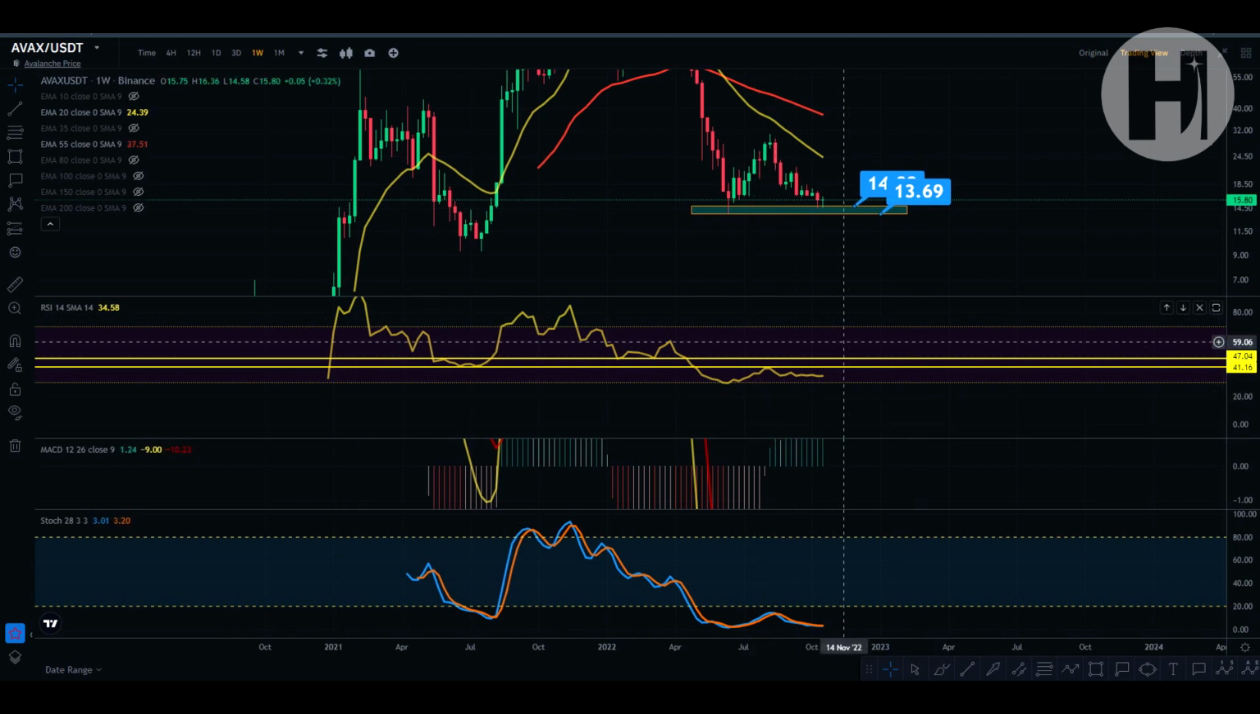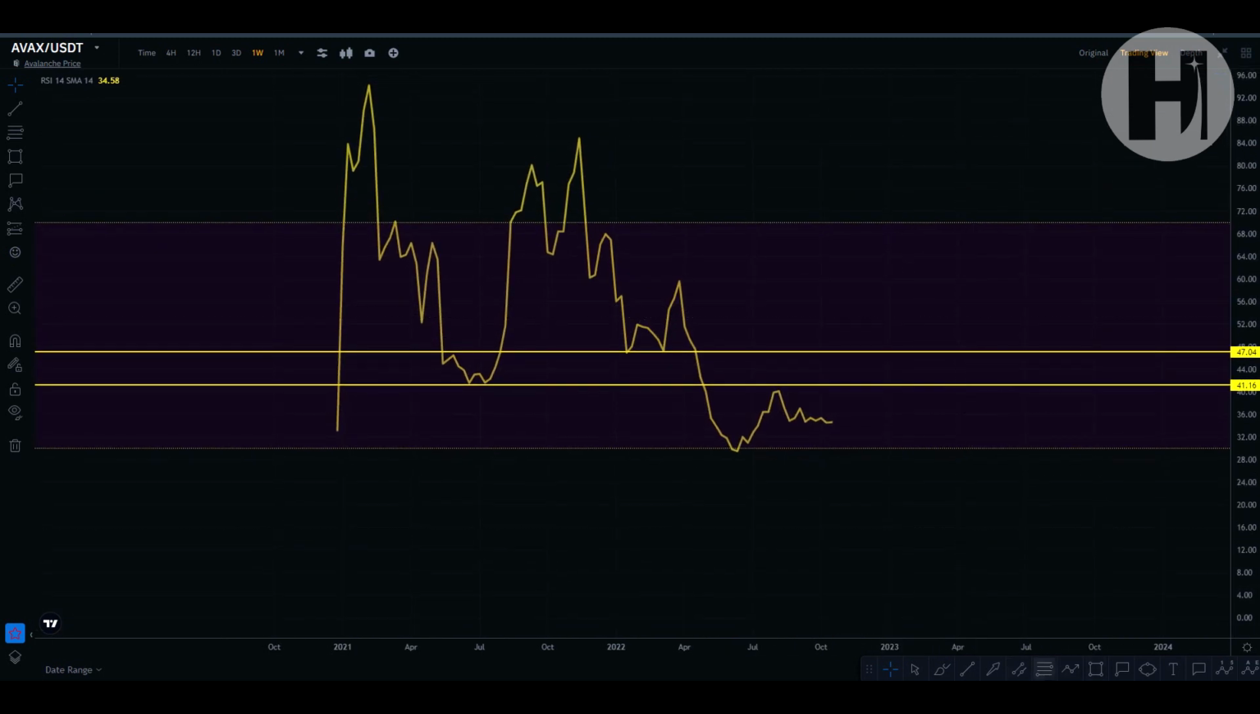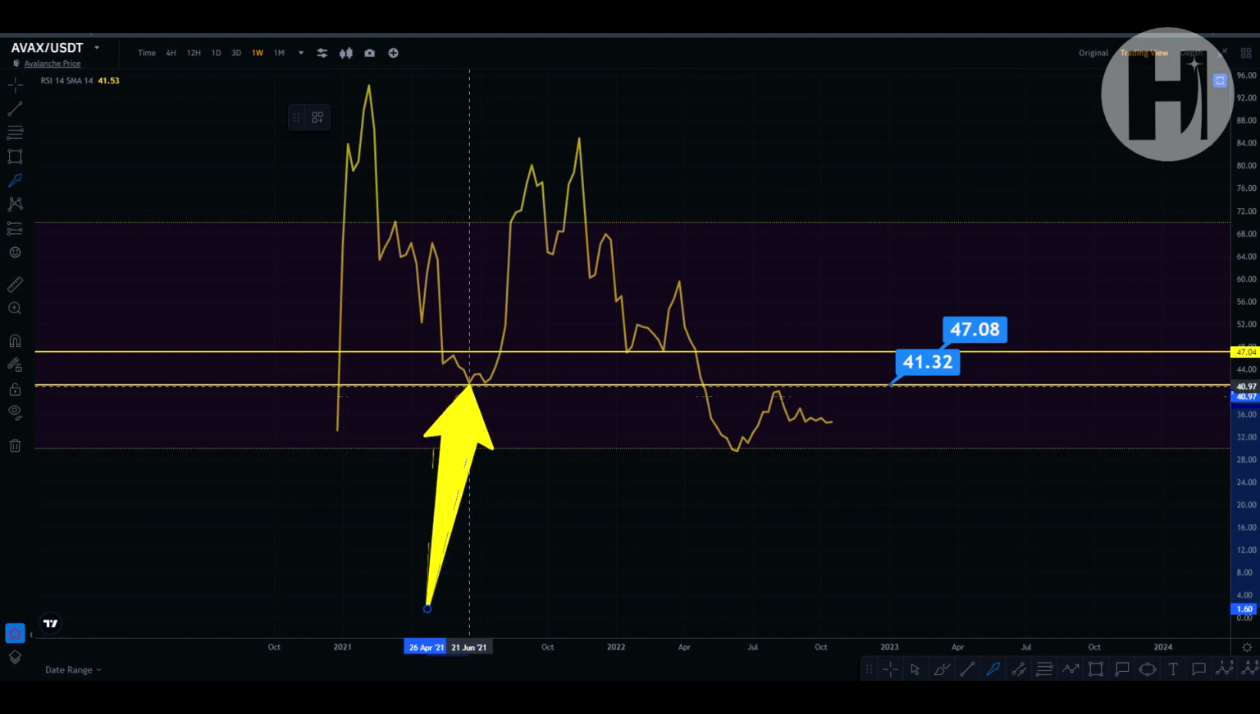And if I switch on the RSI on the weekly chart, you can see that we do have two major support levels that I want to target for potential exits and swing trades. So you have one level at 47 and one level at 41 on the index. And as you can see, these are previous lows that we have printed. So this low was printed back in June of 2021.